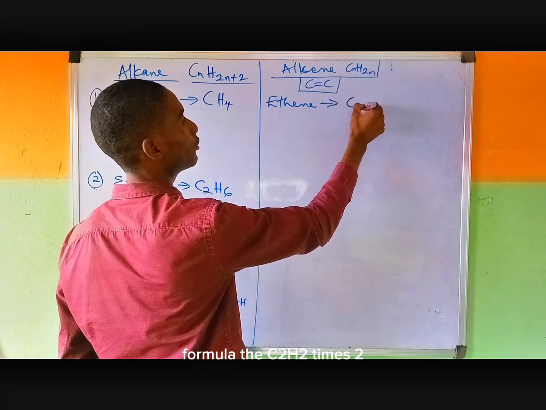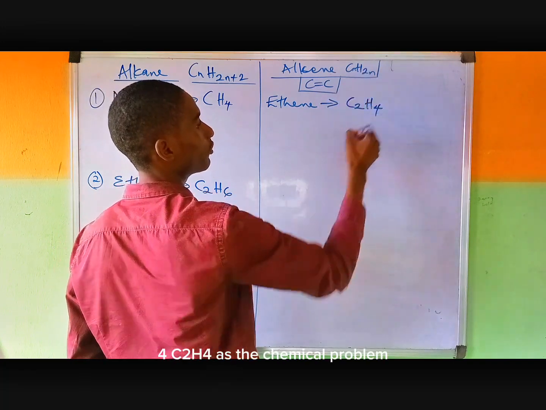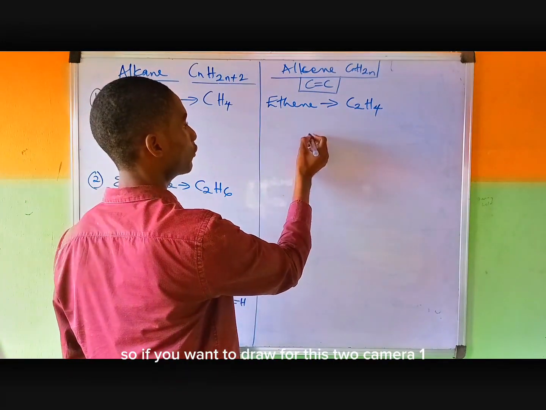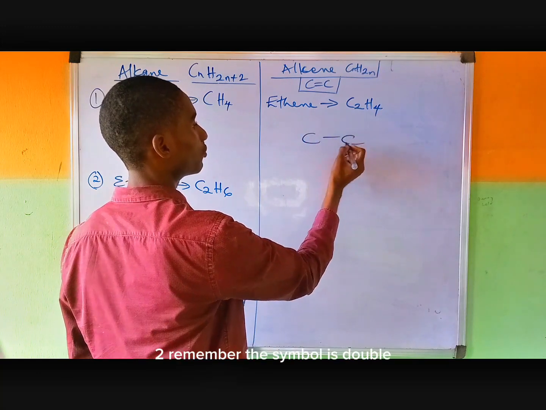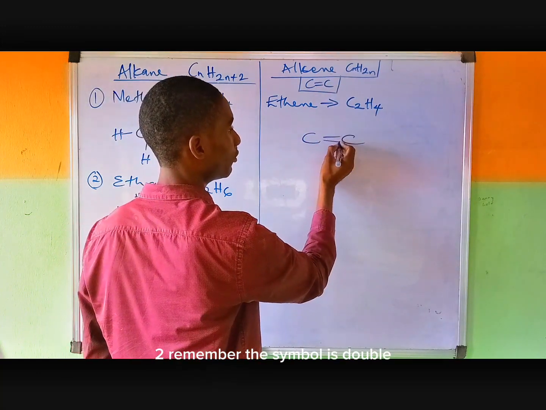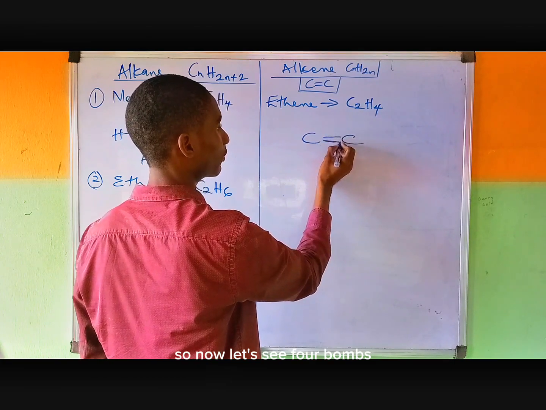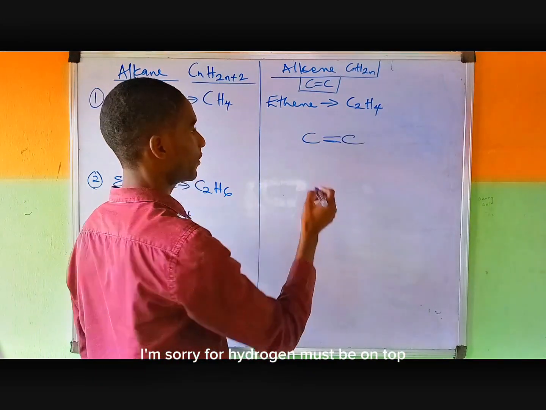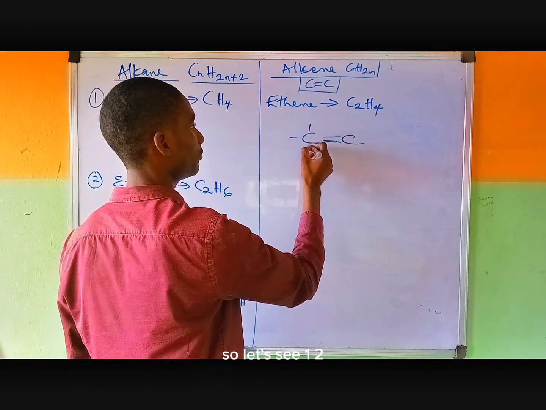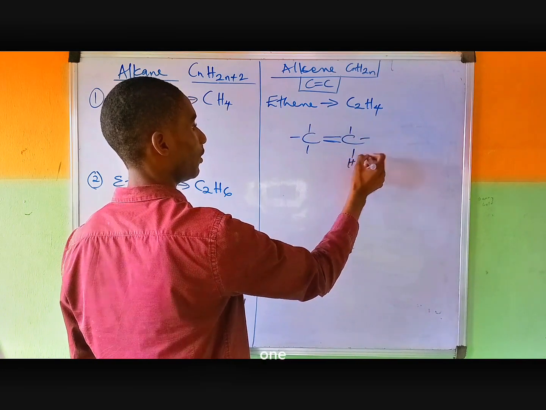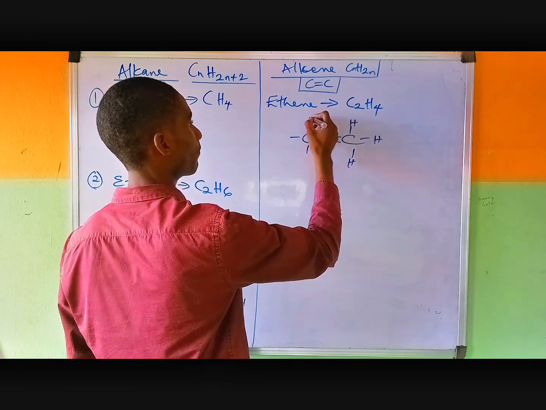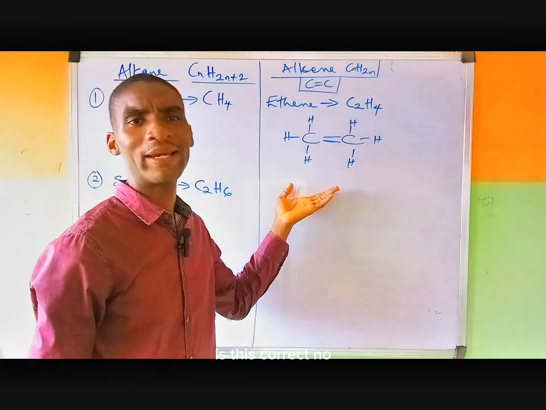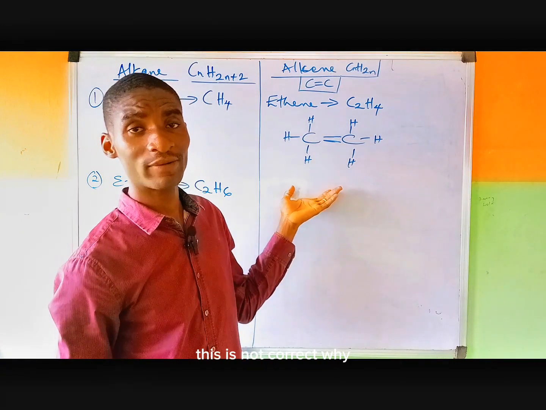The formula will be C2H, 2 times 2, 4, C2H4, as the chemical formula. So if you want to draw for this, 2 carbon, 1, 2, you remember the symbol is double bond. Now 4 hydrogen must be attached. So let's see 1, 2, wow. Is this correct? No, this is not correct.